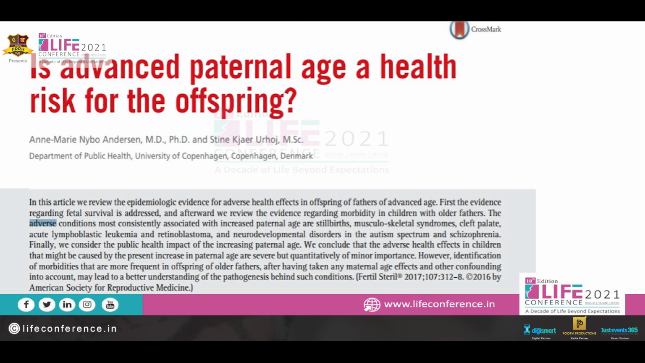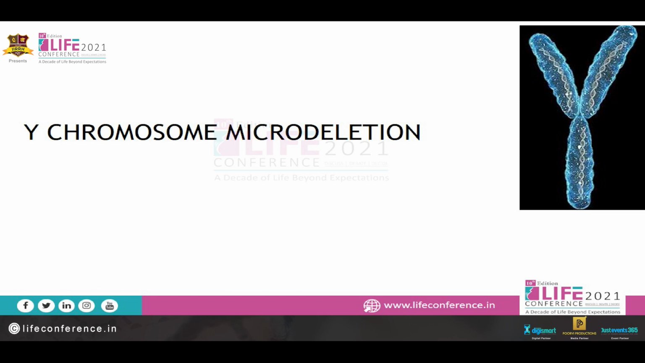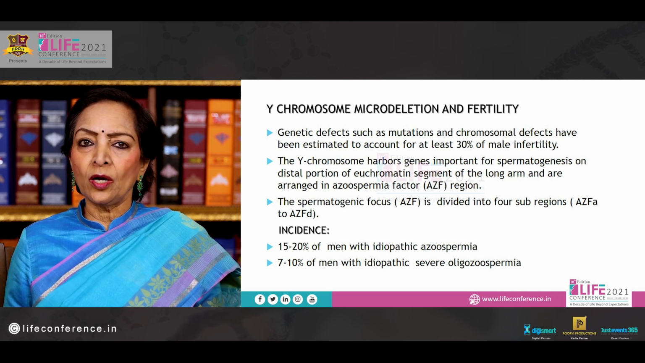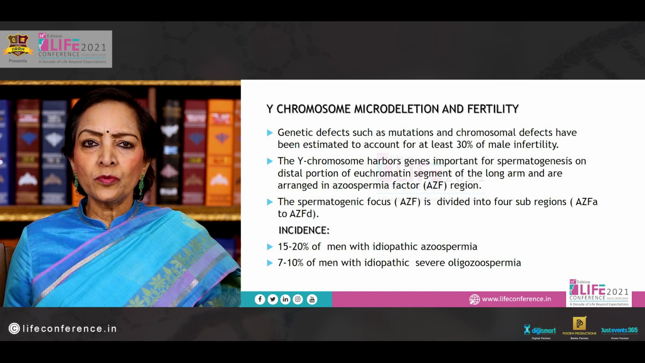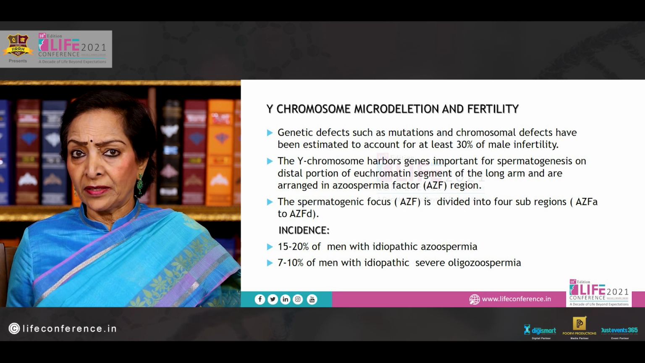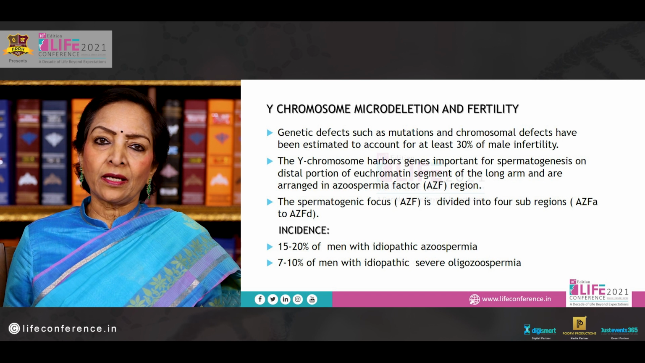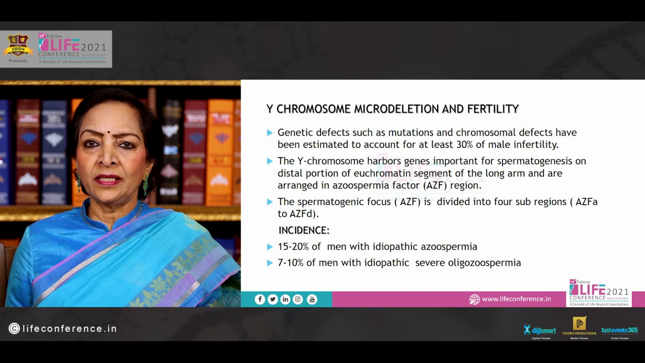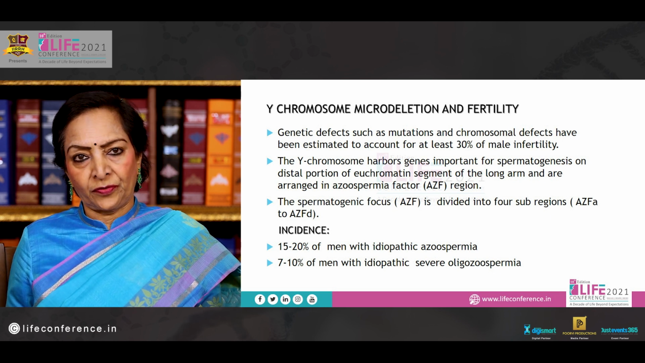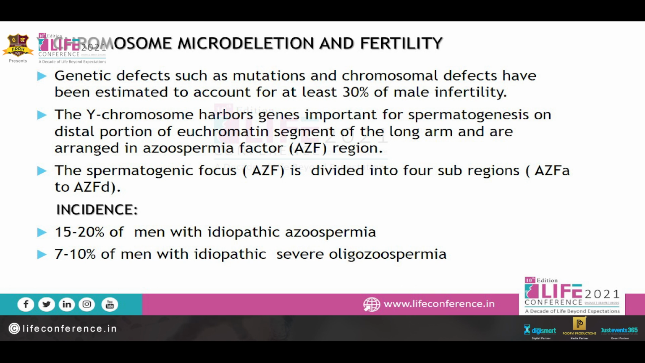So, we need to now go into the very important factor of Y chromosome microdeletion. If we look at the Y chromosome microdeletion, genetic defects such as mutations and chromosomal defects have been estimated to account for at least a third of male infertility. The Y chromosome harbors genes important for spermatogenesis on the distal portion of the euchromatin segment of the long arm and are arranged in the azoospermia factor, that is the AZF region. The region is divided into 4 subregions, that is A to D, and the incidence of this in azoospermia cases is about a third to a fifth. Now, 7 to 10% of men with idiopathic severe oligospermia also exhibit a Y chromosome microdeletion.